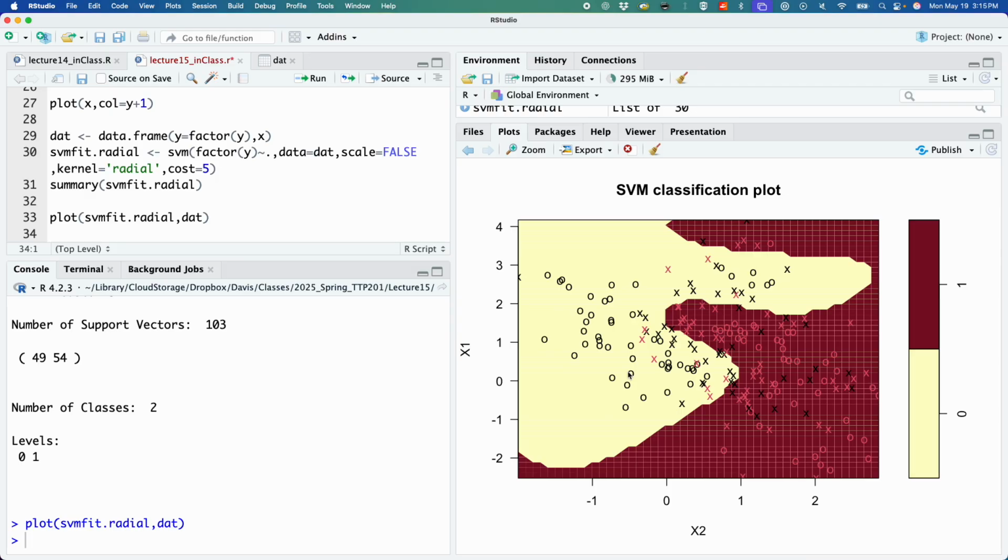Could you repeat that again? Yeah, so it's not so easily generalizable to think about what the cost value should be set at, but the general rule of thumb is the larger the data set and the less separable the data are, which means if you see a lot of data overlapping, then generally you want to set the C value to be higher.